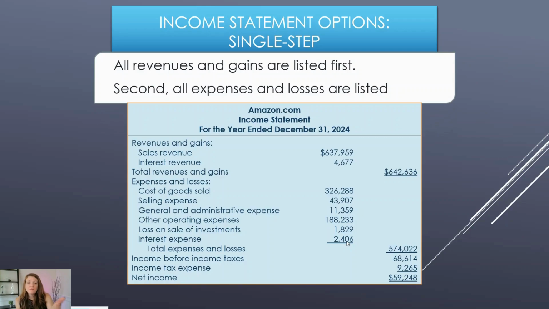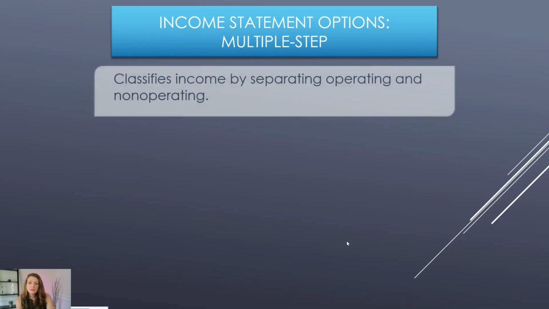So see, for Amazon, if they had done it this way, it would show their sales revenue of the $638 billion, and then they would show that interest revenue that's really outside of their normal business operations for the $4.6 billion. Then they list all the expenses and losses. So they show their net income with those all grouped together. So this is the single step option. Not what companies typically choose to use.